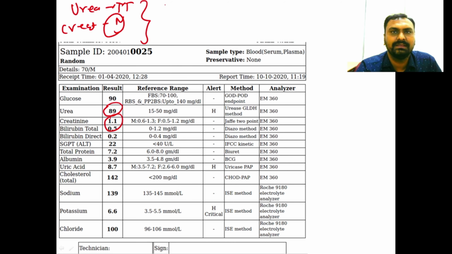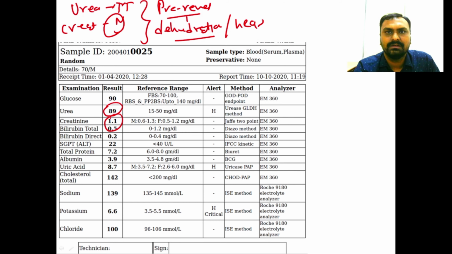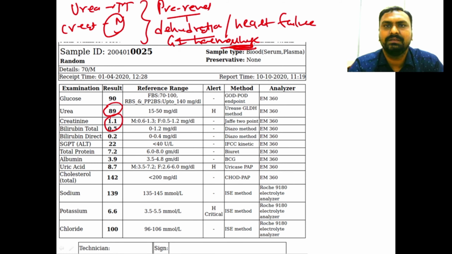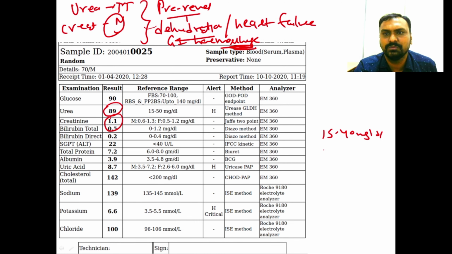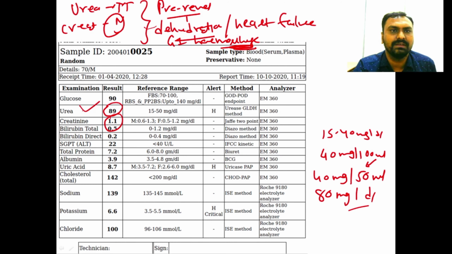Here we know urea is increased in pre-renal, renal and post-renal causes. The pre-renal cause may be dehydration, heart failure, or GI hemorrhage, because of increased bleeding. From RBC, the globin chain is separated, amino acid level will increase, and so urea level will increase. Suppose the patient has 40 milligram per 100 ml. If the volume is decreased in dehydration to 50 ml, relatively the concentration will be increased. So in dehydration also, urea level is increased.